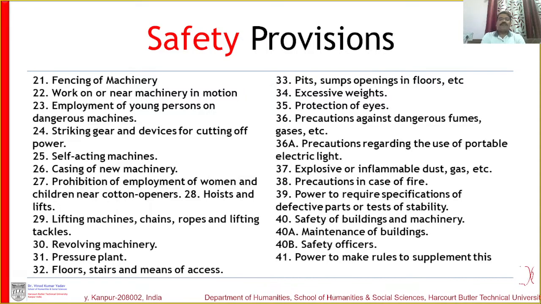Fencing of the machinery. For safety provisions, every machinery must have proper fencing. There must be some guidelines to work on or near machinery in motion. For employment of young persons on dangerous machines, you must have clearly laid down provisions. Striking gear and devices for cutting off power. Self-acting machines. Casing of new machinery. Prohibition of employment of women and children near cotton openers. Hoists and lifts, lifting machines, revolving machines.